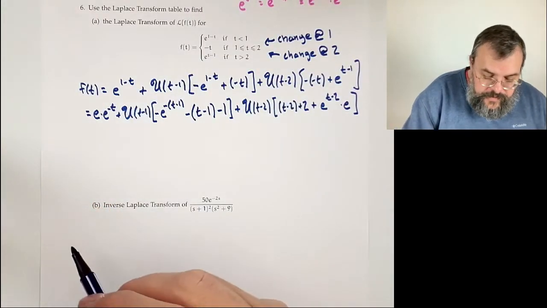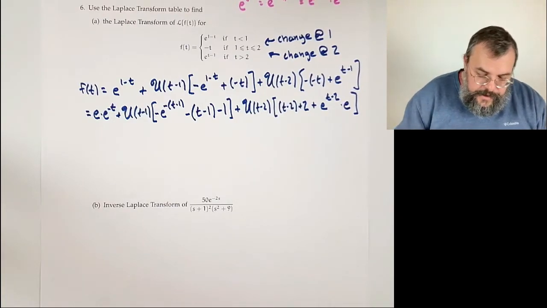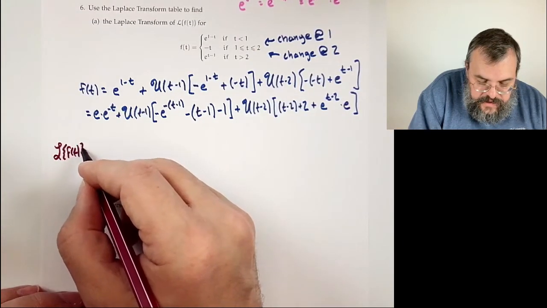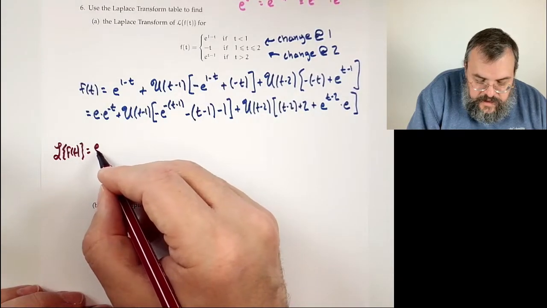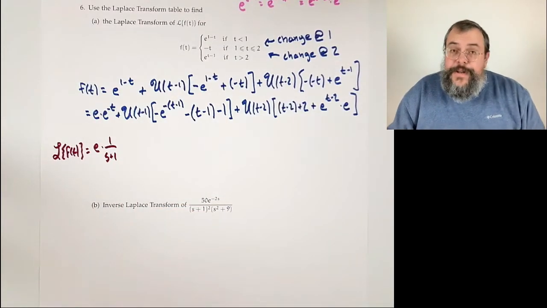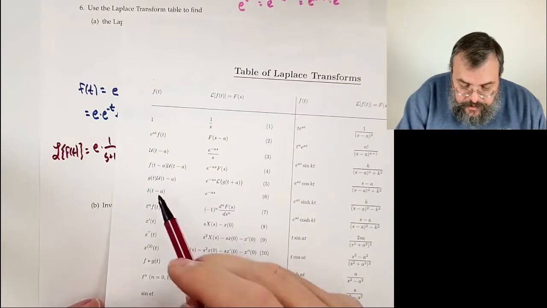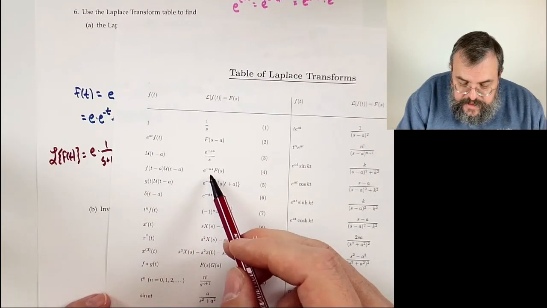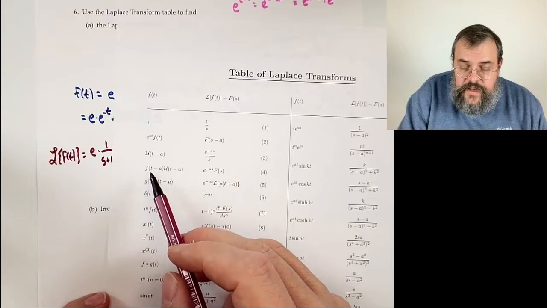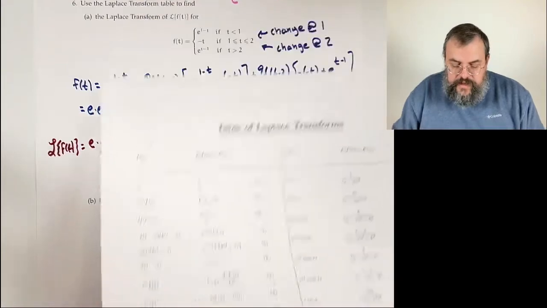Okay, so let me switch colors here, because now we're doing the answer. So we have that the Laplace of f of t is e times 1 over s plus 1. Now, the u of t minus 1, what will happen is we're going to go through everything, and then we're just going to have an e to the minus s, because that's what it says. If you have u of t minus a, and everything looks like f of t minus a, well, just take the Laplace transform of the everything else times e to the minus as.